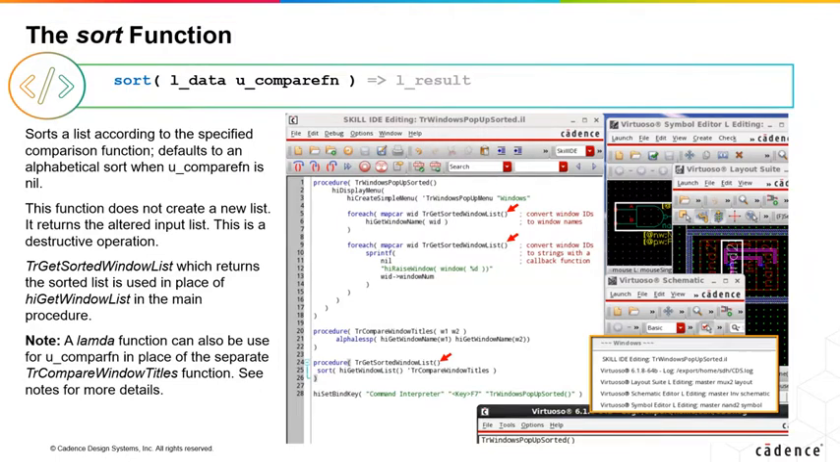And if you look in the notes for this slide, you'll see that the lambda function basically allows you to create an unnamed procedure, but the return of the lambda is actually a function, and that can be passed into the sort function. So again, rather than having a separate procedure like tr compare window titles, you can embed that inside of a lambda function call within the sort command.